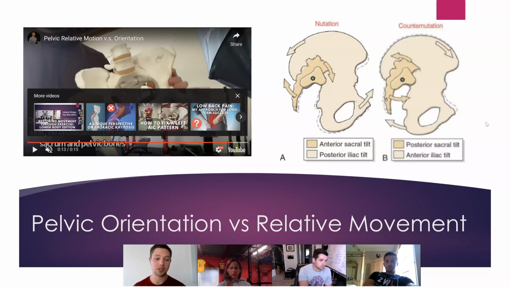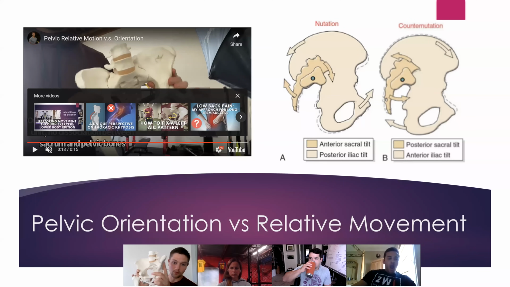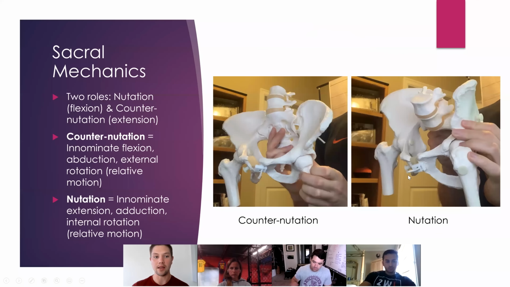We have nutation and counter nutation. This can happen on one or both sides. But what that looks like is counter nutation means the sacrum bone extends, moves back in space, and then these bones move forward relative to the sacrum. I have another slide that goes into more detail on that.